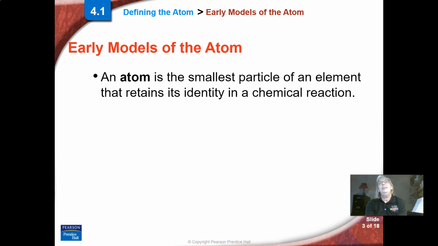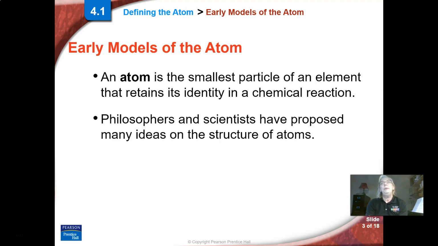And so we now know that the atom is the smallest particle that has all the identifying characteristics of an element, and it retains its identity in a chemical reaction. So atom is the smallest part, but still keeps all of the characteristics of the element in it. So people have been thinking about this for a long time.